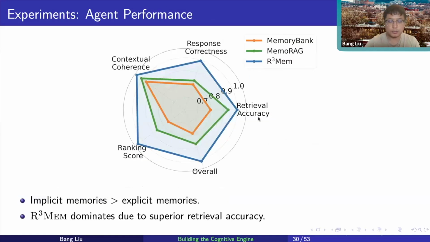We also try to incorporate our memory module into an existing agent framework and compare it with other types of memory design, like memory bank, memory rack, and so on, which shows that our R3 network outperforms all of them in terms of different dimensions like response correctness, contextual coherence, ranking score, overall metric, and so on. So this work has been accepted by DCSACL, and the paper is also available on arXiv.